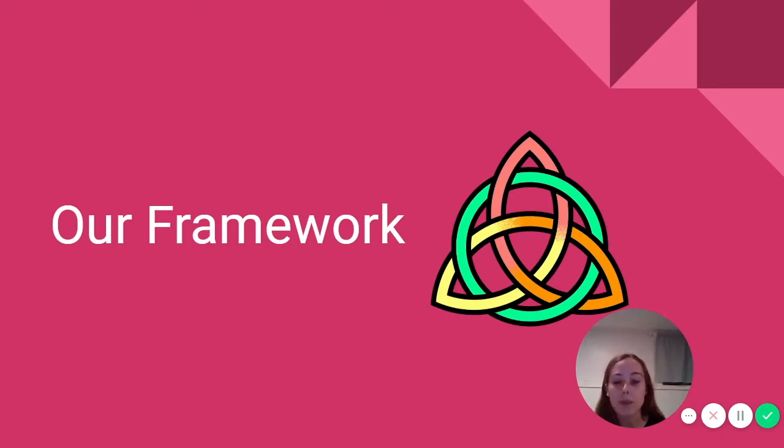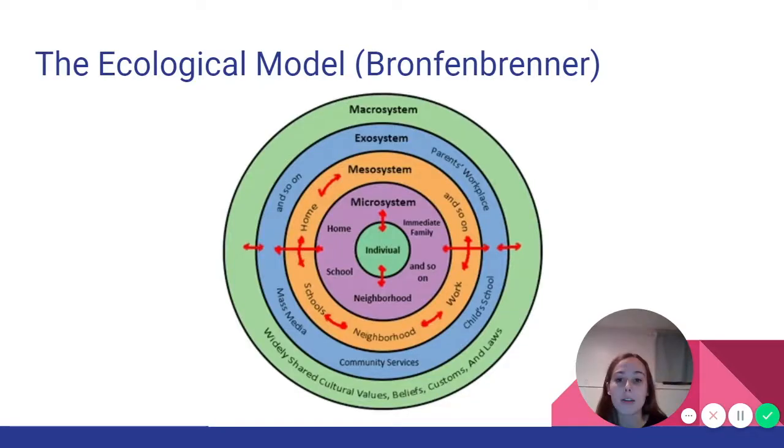To start with our framework, we're using this symbol. It's called a triquetra. This is the symbol that we're using to represent the student, teacher, and caregiver framework. But we derive this symbol from two more classic frameworks in the literature. One of those is the ecological model. You can see that here.